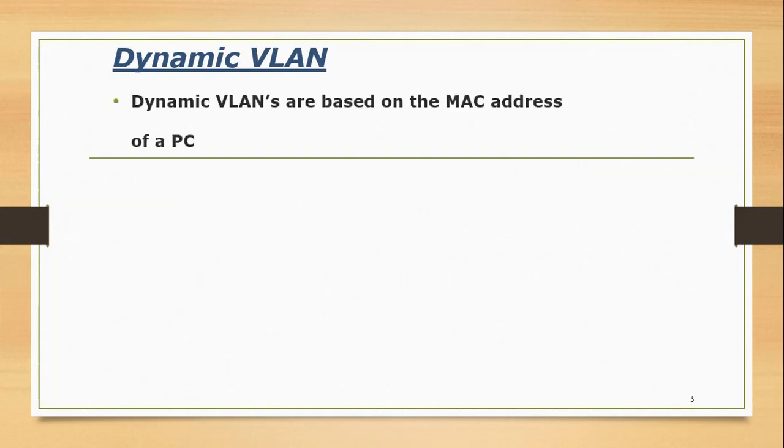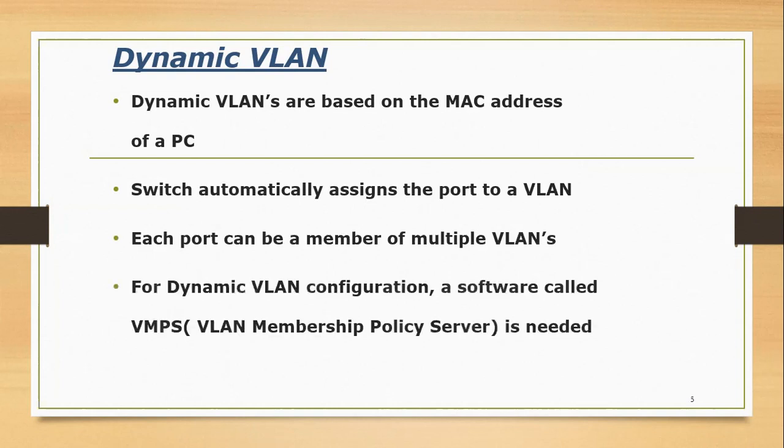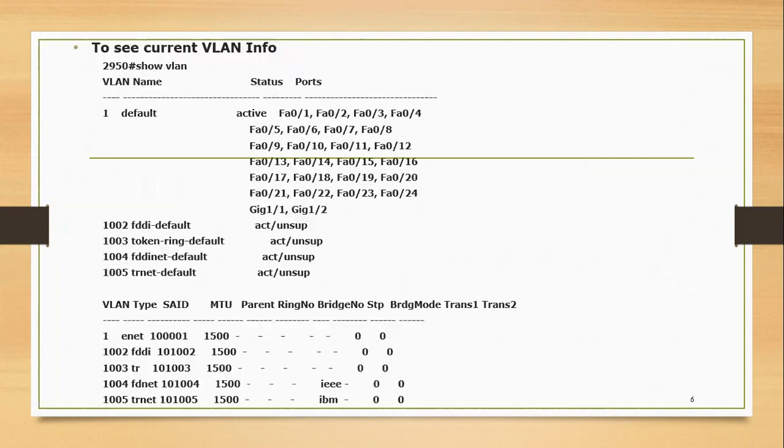Whereas dynamic VLANs are based on MAC addresses of a PC, so we bind the MAC address to the VLAN. The switch then automatically assigns the ports to the VLAN. Each port can be a member of multiple VLANs. And for dynamic VLAN configuration, a software called VMPS, VLAN Membership Policy Server, is needed.